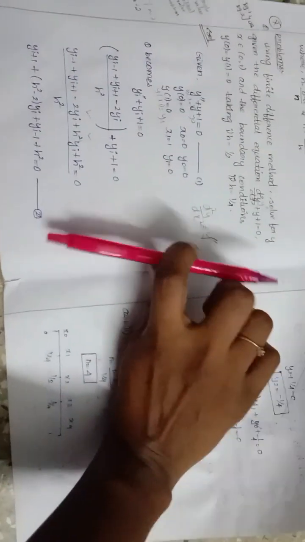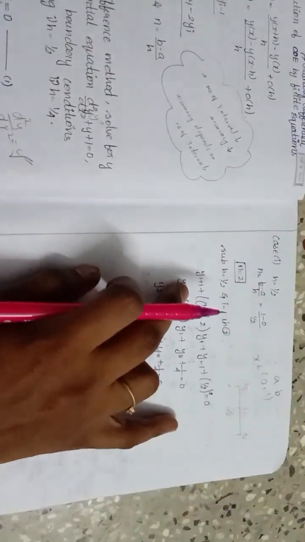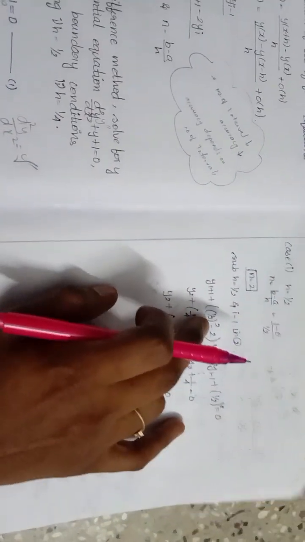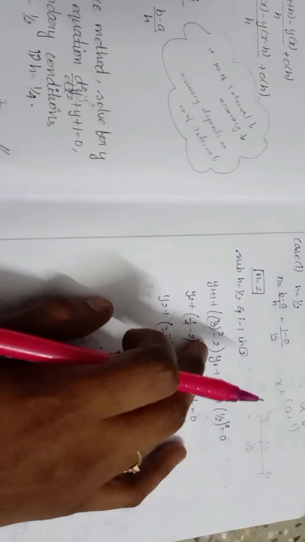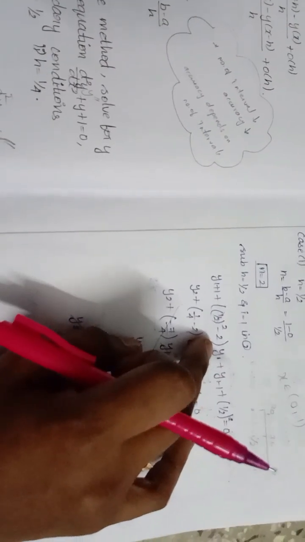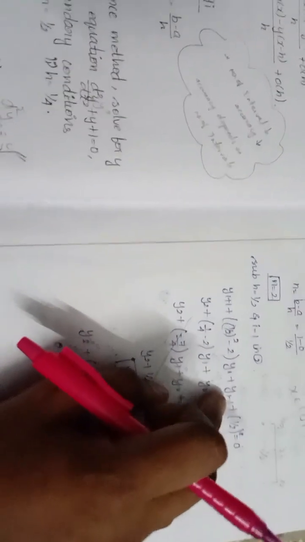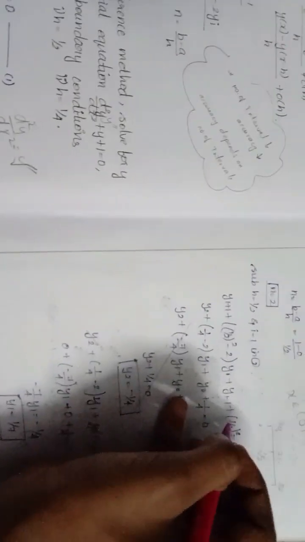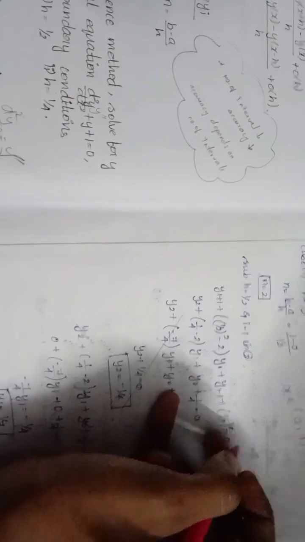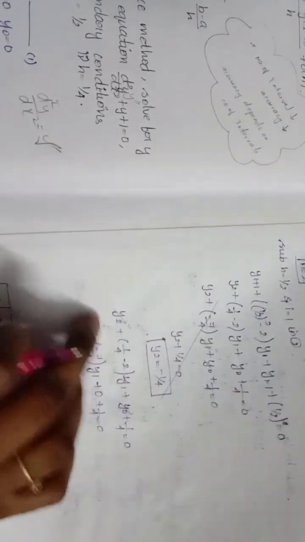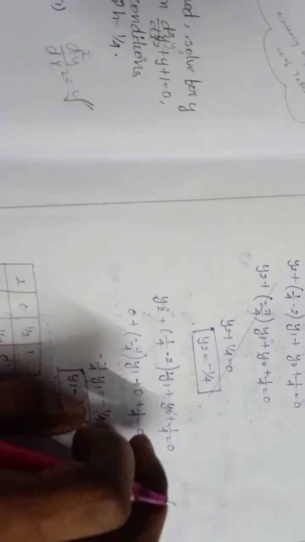Substitute h equal to 1 by 2 and i equal to 1 in the second equation. In this equation we get yi plus 1 plus (1 by 2 square minus 2) y1 plus yi minus 1 plus 1 by 2 square. Instead of i we put 1, instead of h we put 1 by 2, and if we solve, we get the form y2 plus 1 by 4 minus 2 y1 plus y naught plus 1 by 4.